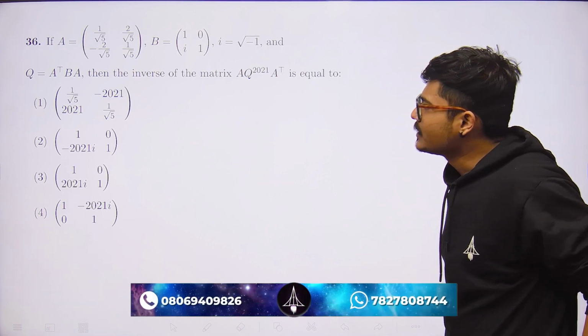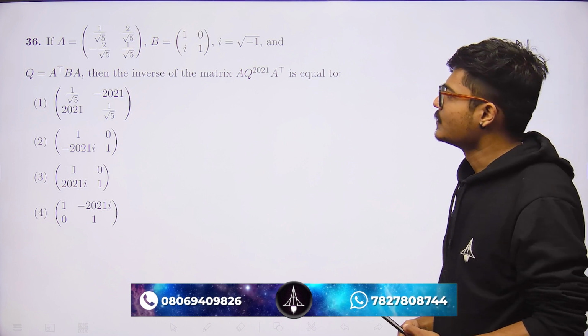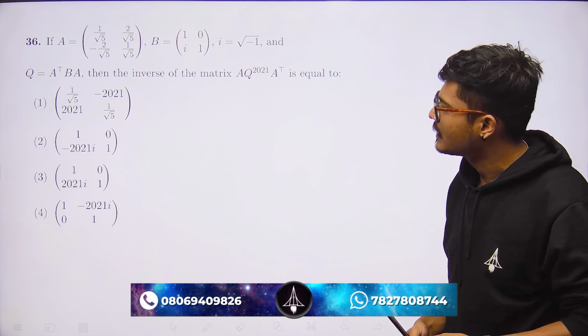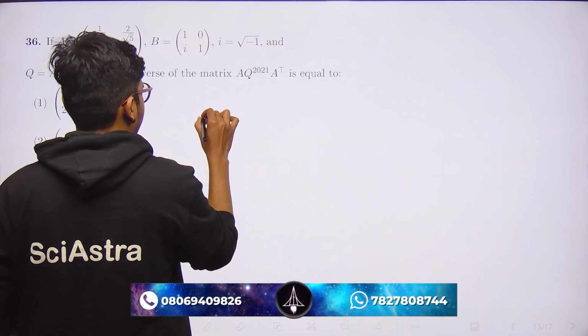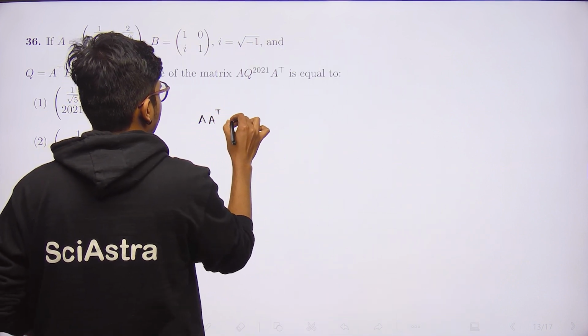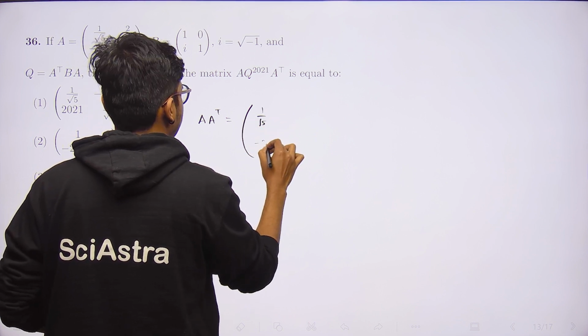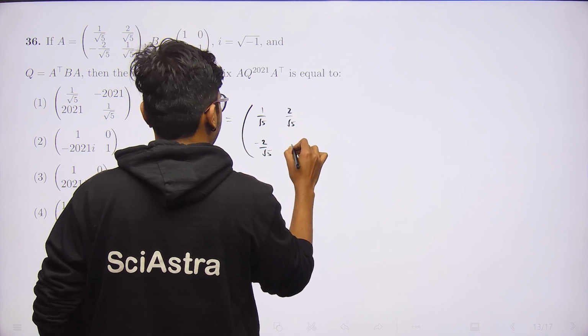Cool. Okay, so suppose you have two matrices A and B given to you, and you define a matrix Q to be A transpose B A, then the inverse of this matrix A Q to the power 2021 A transpose is equal to what? Okay, so let's start off by looking at this matrix A transpose. ये क्या आ जाएगा? So this is going to be 1 by root 5 minus 2 by root 5, 2 by root 5 and यहाँ पे 1 by root 5, right?